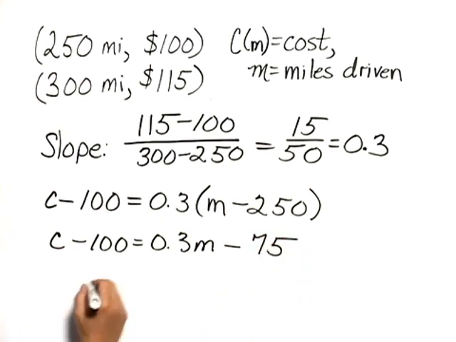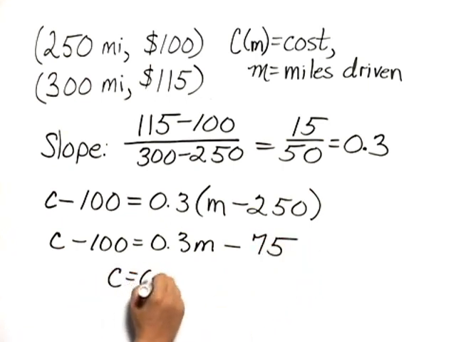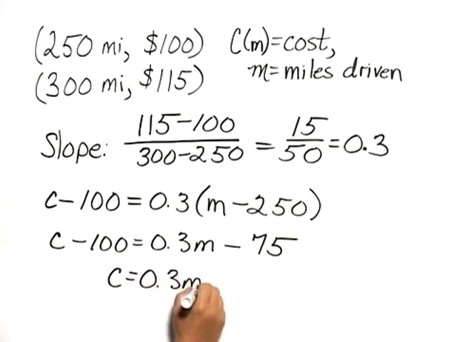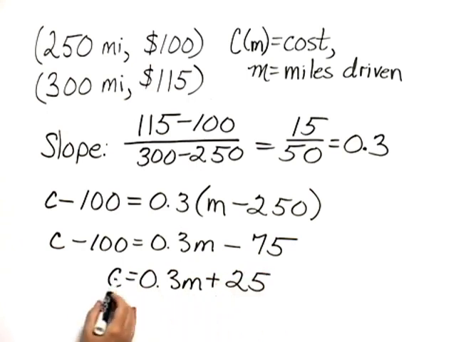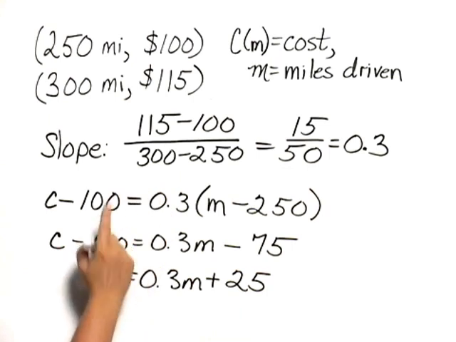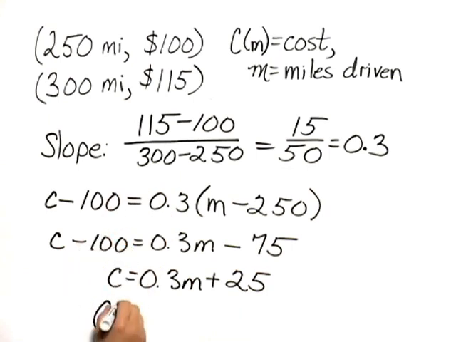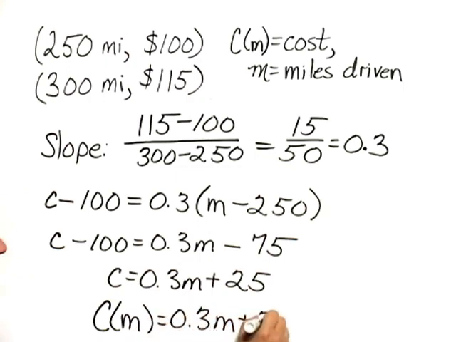And then adding 100 to both sides, we have C equals 0.3 M plus 25. This is an equation of the line, and I wrote it with just a C, but let's go ahead and write it with the function notation C of M equals 0.3 M plus 25. This is an equation for a linear function that fits the data.